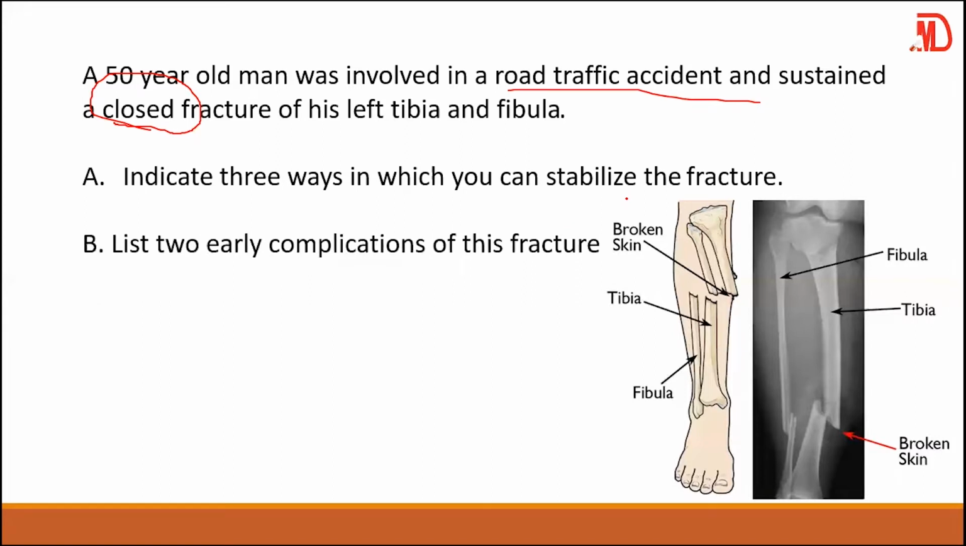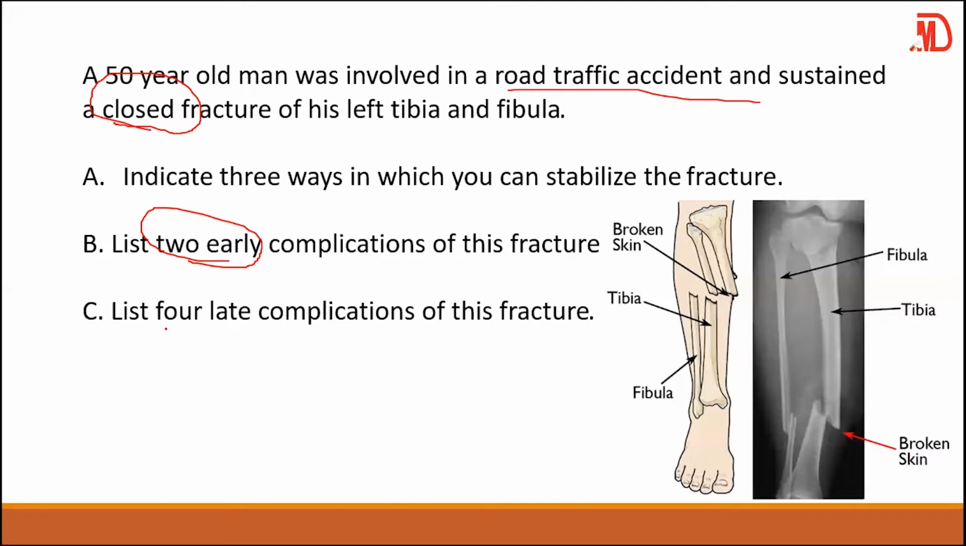List 2 early complications of this fracture. Basically, when there is a fracture, one of the things you are likely to see is skin damage. Skin damage is very common. It's one of the complications of a fracture. Then arterial damage. So these are the 2 early complications you might be thinking about for this fracture.